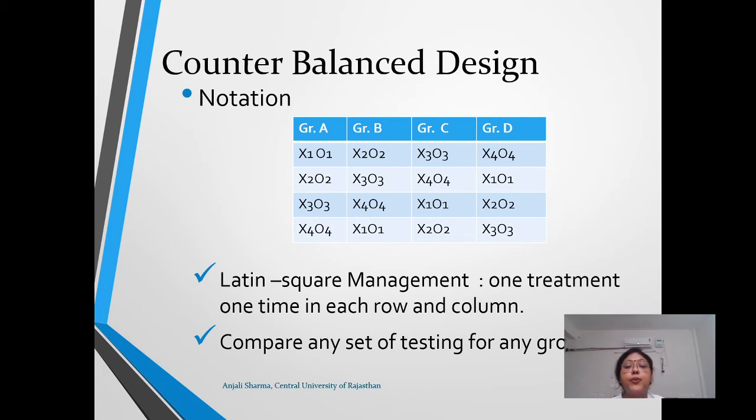So group A, group B, group C, group D, four groups we have. And in that you see X1, X2, X3 and X4, these are the four sets of treatment that we are going to give our groups.